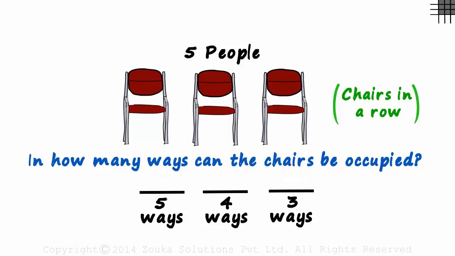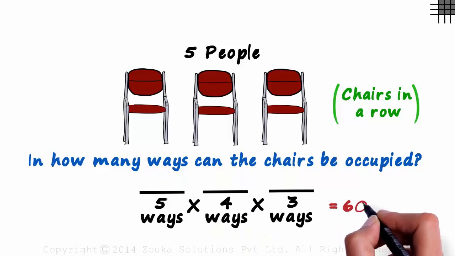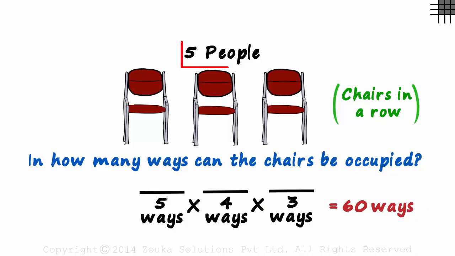We need to look at the ways in which all 3 chairs are occupied. So we multiply these ways. And we get the answer as 60 ways. If there are 5 people, then there are 60 ways in which these 3 chairs can be occupied.